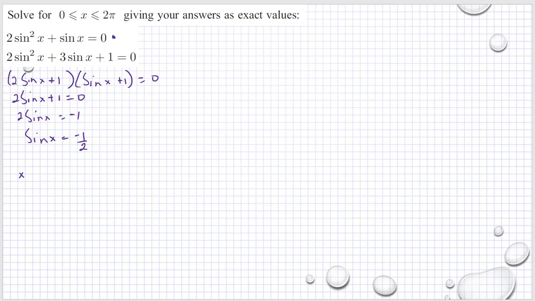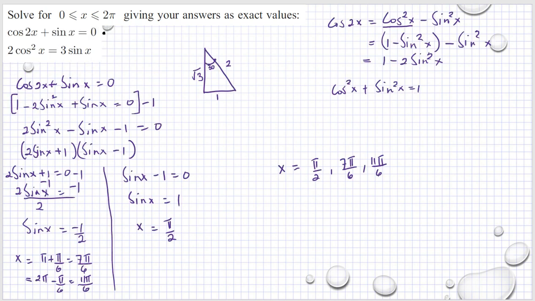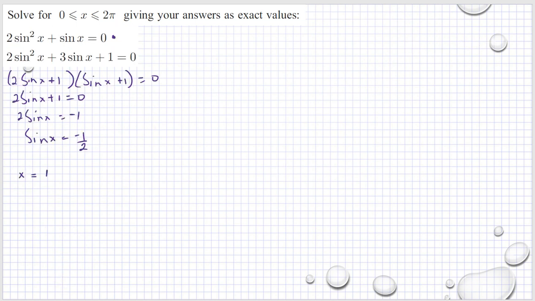So our x now is equal to, I discussed this also in my previous video, sine 30 degrees or pi over 6 is 1/2. So we have negative, that means in the third quadrant and in the fourth quadrant. So we have pi plus pi over 6, then we have 7 pi over 6, and then we have 2 pi minus pi over 6, then we have 11 pi over 6.